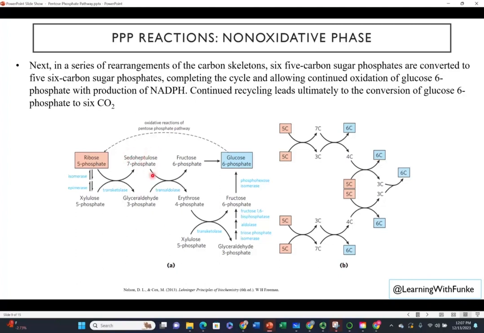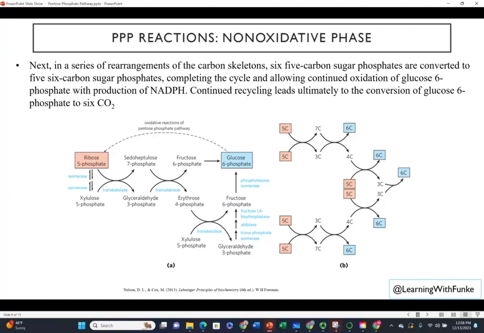After that is formed, these 2 compounds react again, catalyzed by transaldolase, to make F6P, which is a 6-carbon compound, and then a 4-carbon compound, E4P. So we're going from 7 plus 3 to 6 plus 4, right? Still 10 carbons, but this is catalyzed by a different enzyme, transaldolase. And then after that, this E4P, the 4-carbon compound, reacts with xylulose 5-phosphate, catalyzed by transketolase again, to form fructose 6-phosphate and G3P. So we're going from 4 carbons plus 5 carbons to 6 plus 3.